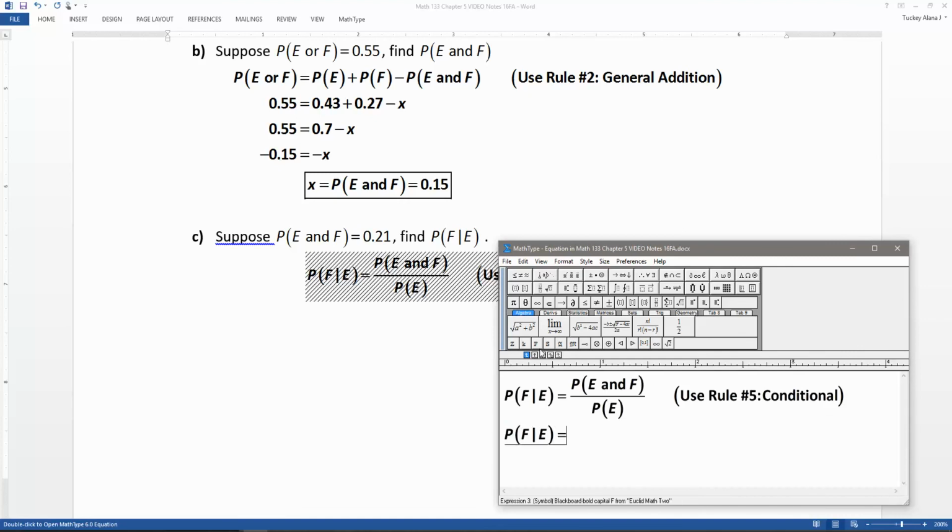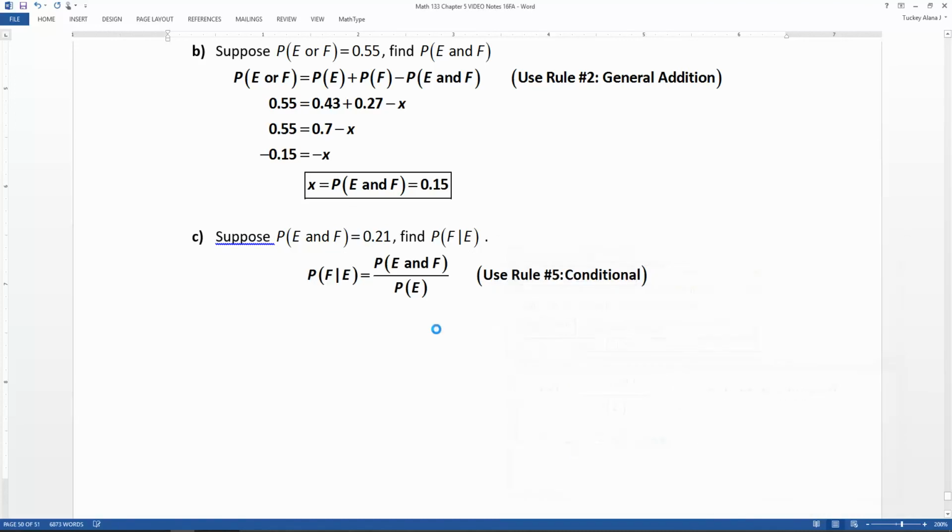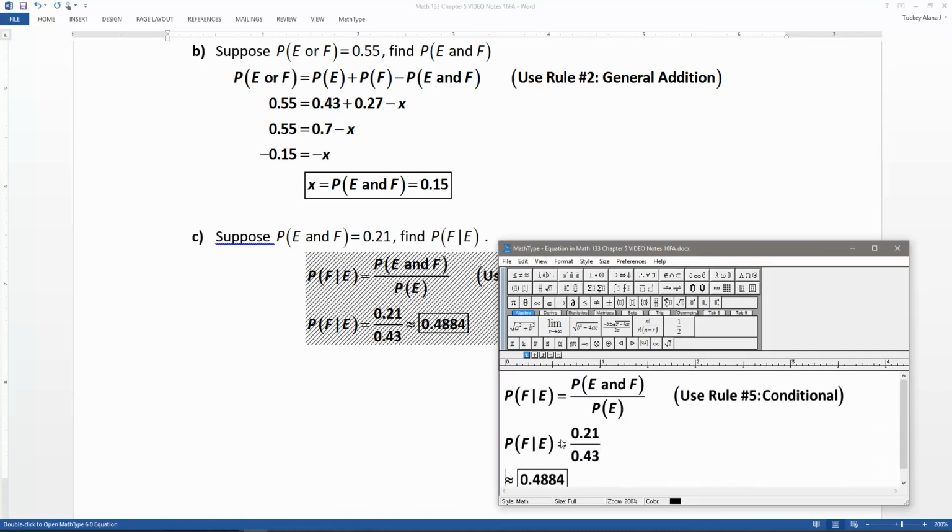But I know that it's equal to, all right, now the probability of E and F was given to me at 0.21, and the probability of E was given at the start of the problem at 0.43. So when I take the two and divide them, I find that the probability of F given E is approximately 0.4884. Remember, you're never, never, never allowed to leave a decimal inside a fraction. In math, that is bad, bad news. So always divide out decimals inside a fraction like that.